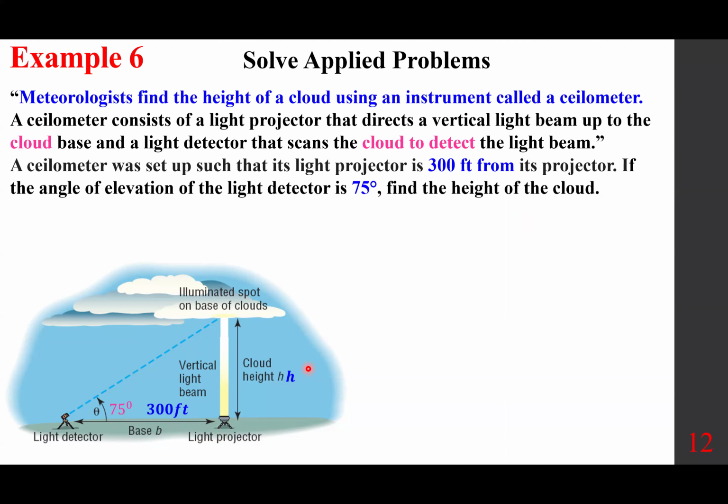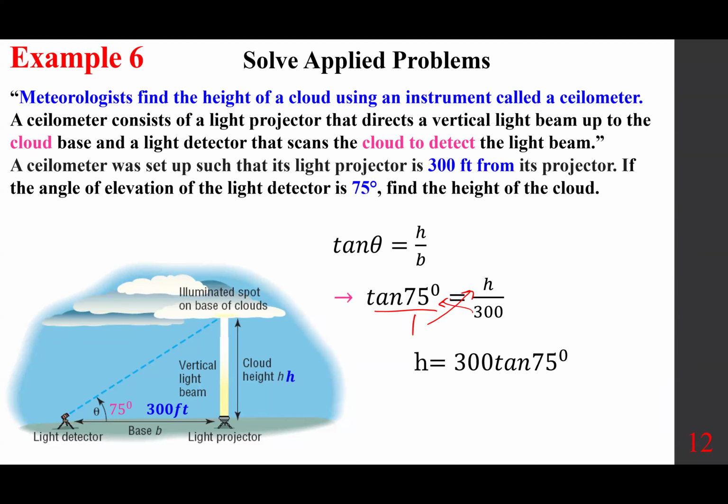So clearly tan of theta is H over B, where theta is 75 degrees, H is missing, and B is 300 feet. Therefore, H is the product of these two: 300 tan of 75 degrees. Putting it into a calculator gives you the answer, 1,119.62 feet.